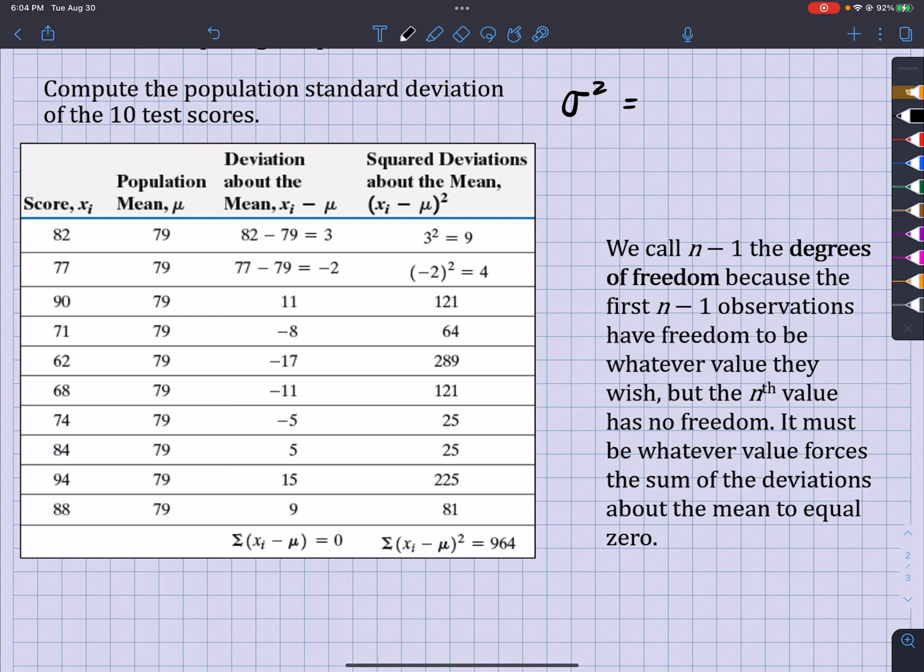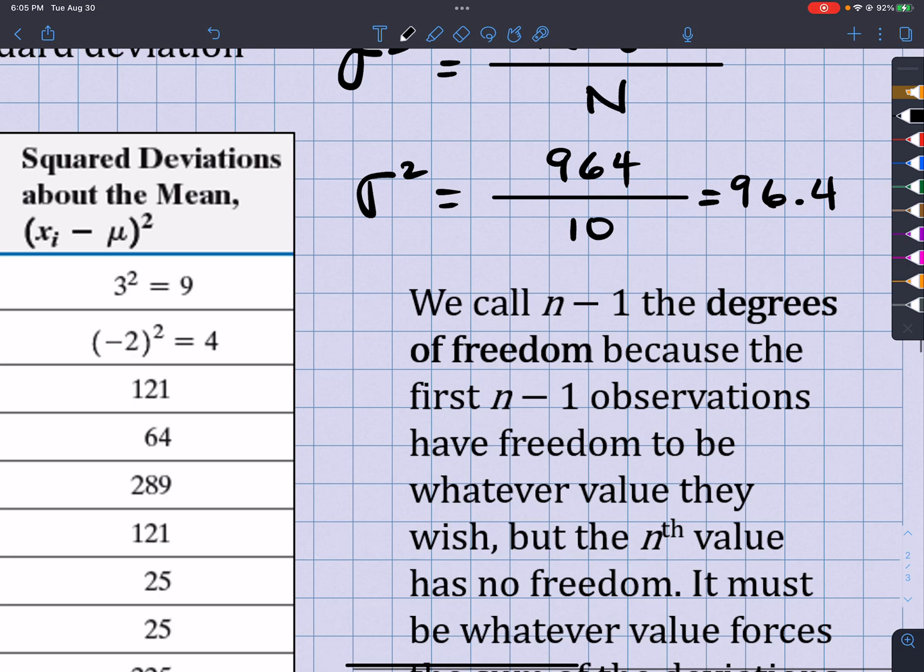So in this case, my variance is going to equal the sum, because let me go ahead and write this down, the sum of x sub i minus mu squared, divided by 10 in this case, or I should say n, right? So that means this is going to equal 964 divided by 10. So my variance is going to be 96.4, right? So that is variance.